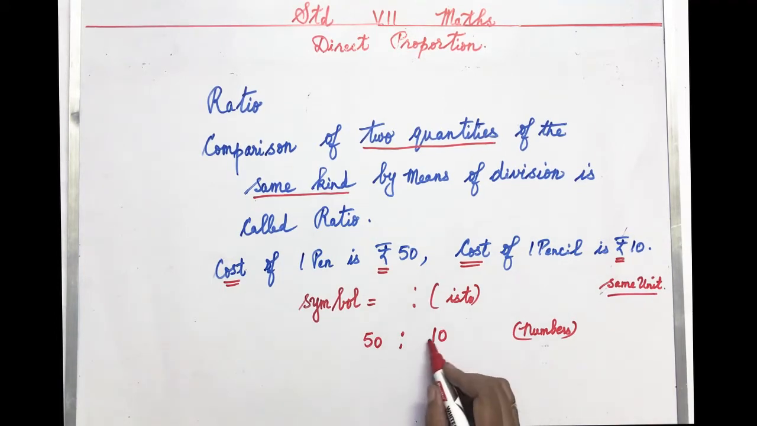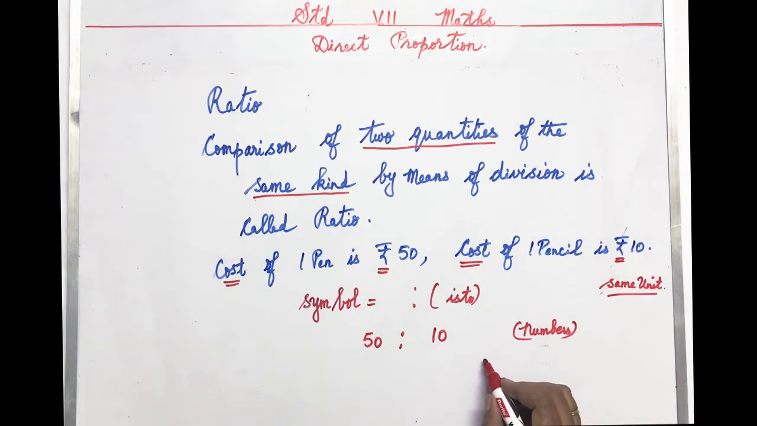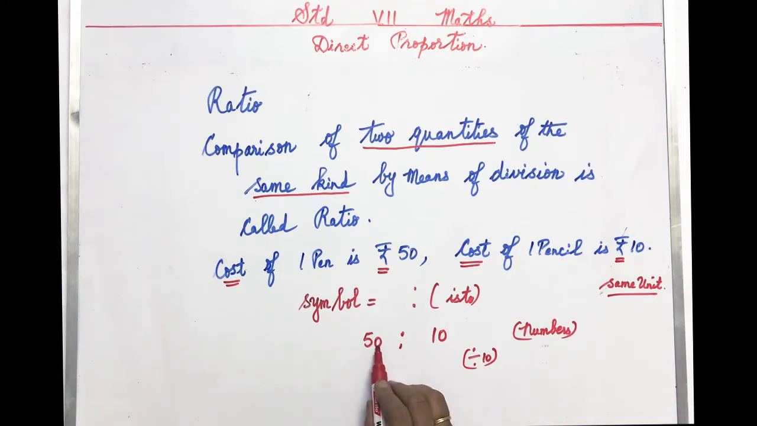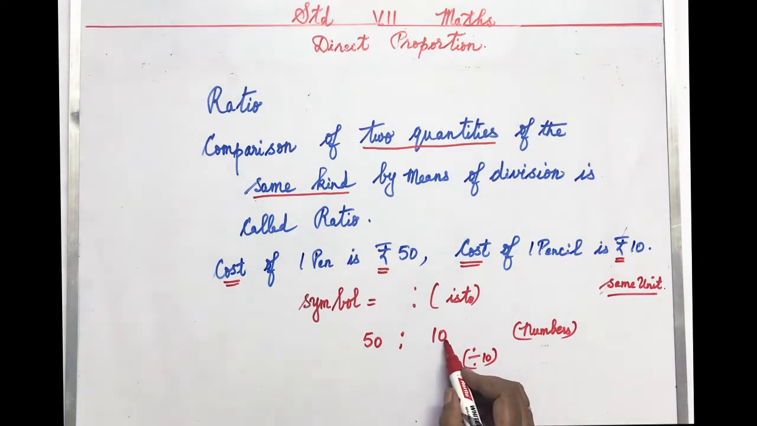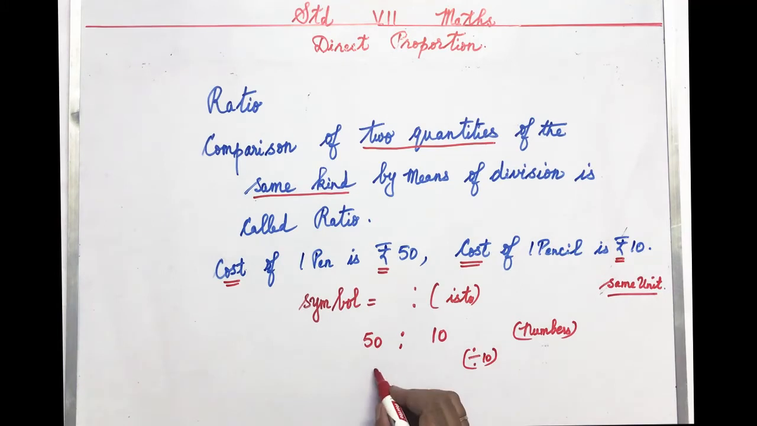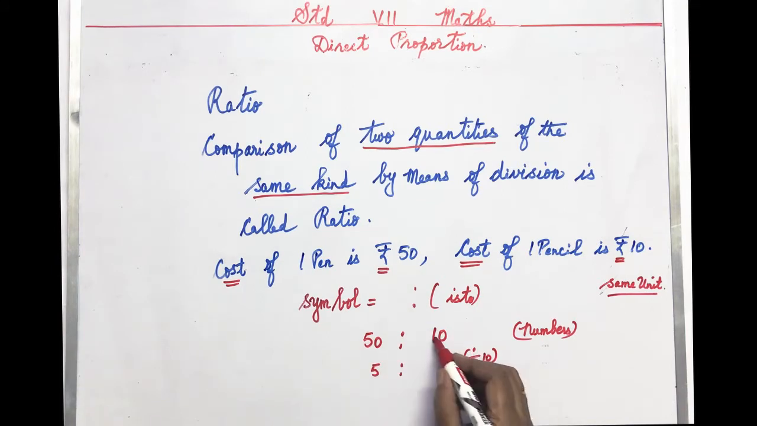And this can be reduced to simplest form. Simplest form means make into small numbers by dividing by 10. Why we are dividing by 10? Here also 0 we have. Here also we have 0. So we can divide by 10. So 5 times 10 is 50, and 1 times 10 is 10. So 5 is to 1. So this is the simplest form of the ratio.